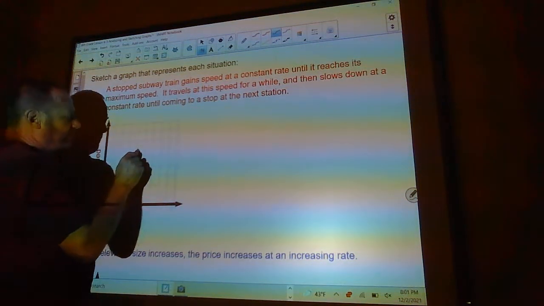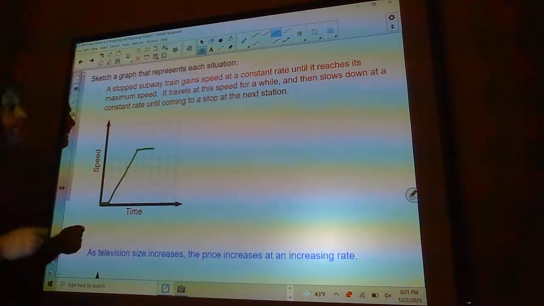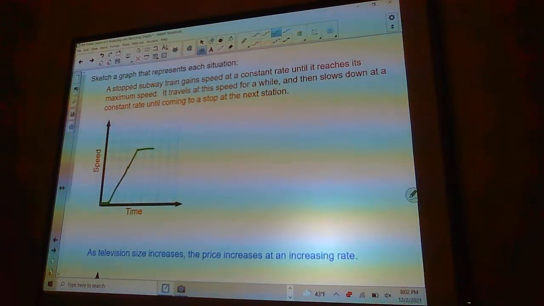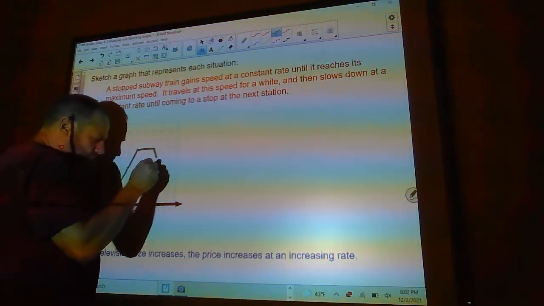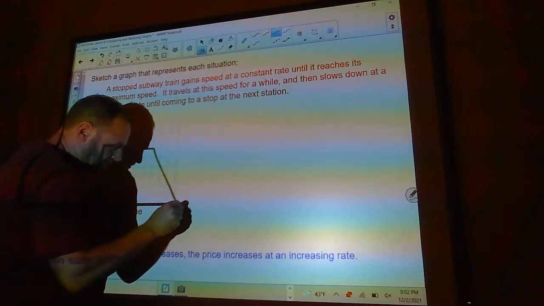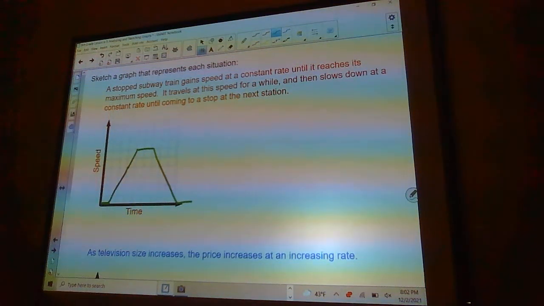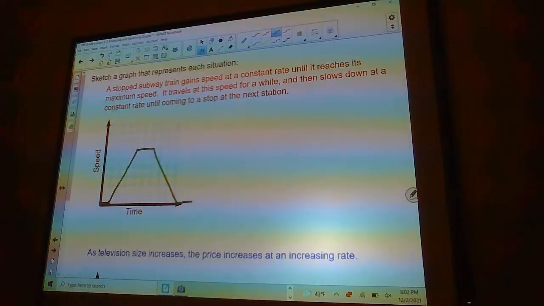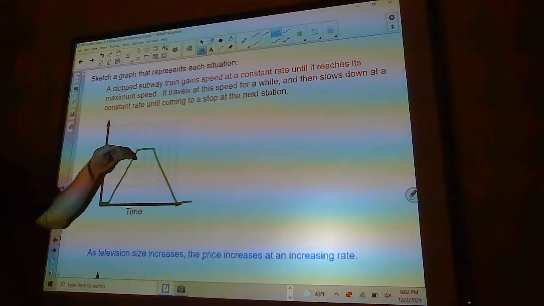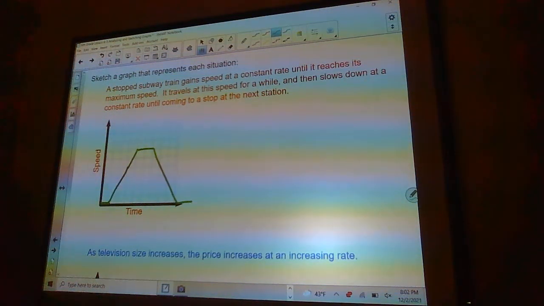It travels at this speed for a while, then slows down at a constant rate until coming to a stop at the next station. So it's coming down here, and then it would be sitting there like that. Now, it just so happens I made these kind of the same right here. They don't have to be. It could speed up really quickly and slow down really slowly. We don't know.